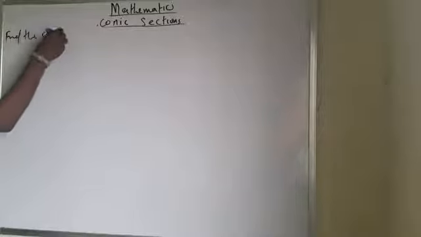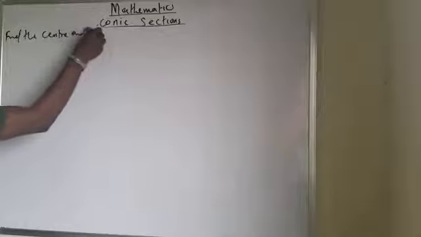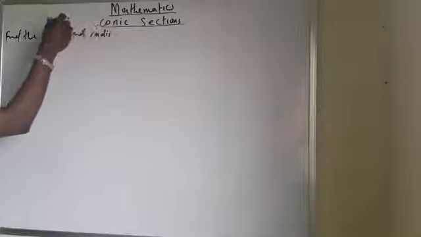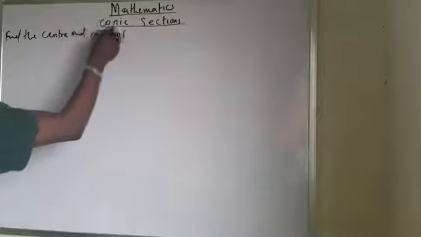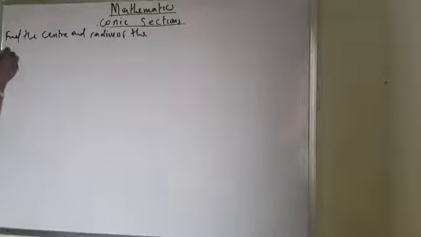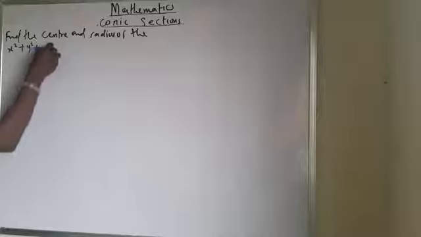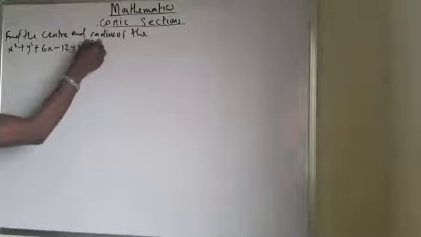Now, with what is on the ground, I want to find the center and the radius of x squared plus y squared plus 6x minus 12y plus 20 equals 0.